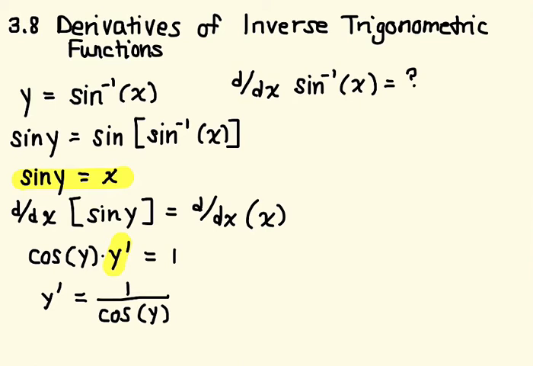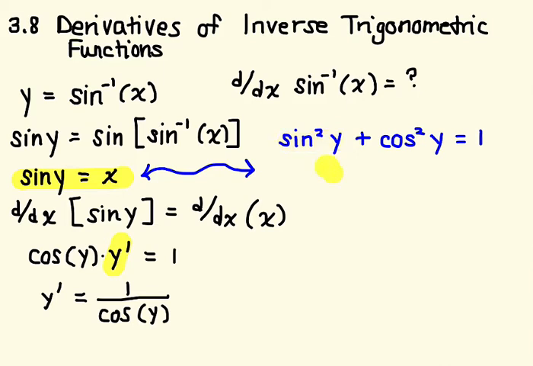So let me change up colors a little bit. I'm going to go to blue. Using this information here, what is the cosine of y? Well, I know that the sine squared y plus the cosine squared y is equal to 1. That's one of our first trigonometric identities. And I'm going to replace the sine of y with x, because as we see here, the sine of y is equal to x. So I'm going to call the sine squared of y x squared because the sine of y equals x.